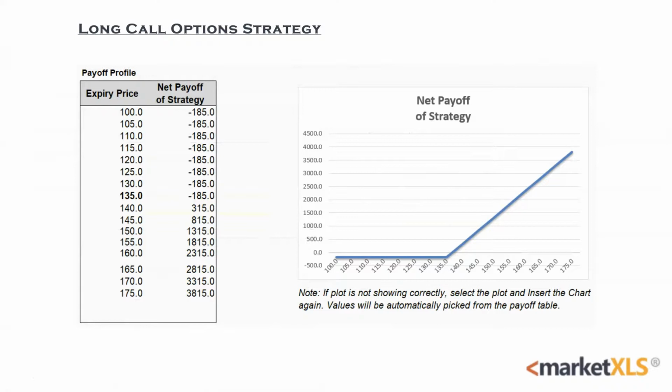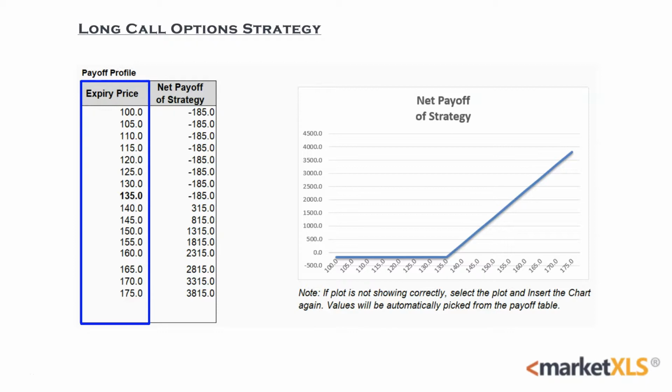MarketXLS offers a net payoff table and a net payoff diagram to help the user observe the potential profit or loss at different expiry levels. The table contains the net payoff of the strategy at different expiry prices. In the chart, the y-axis is the net payoff of strategy, and the x-axis is the range of expiry prices.